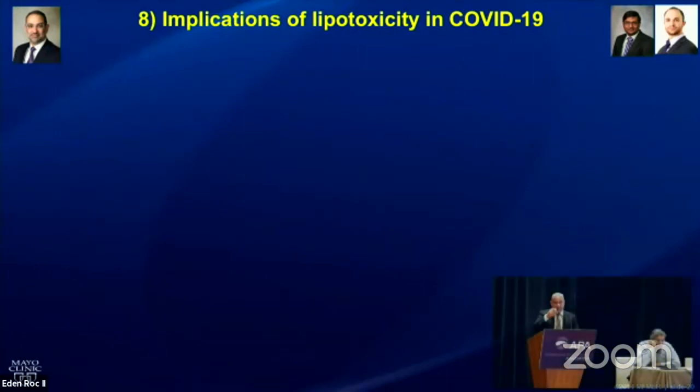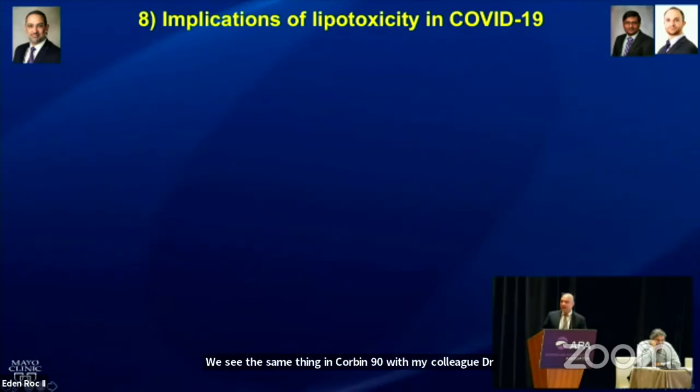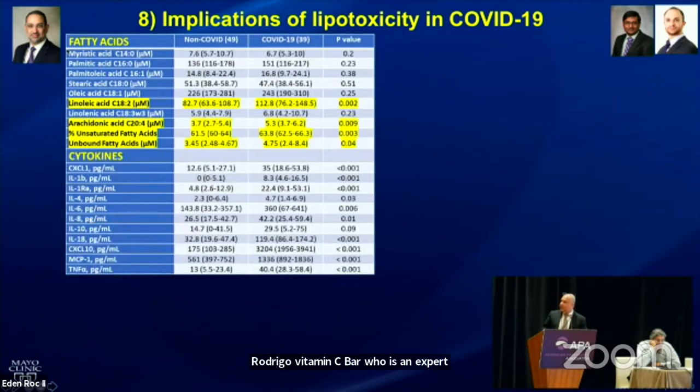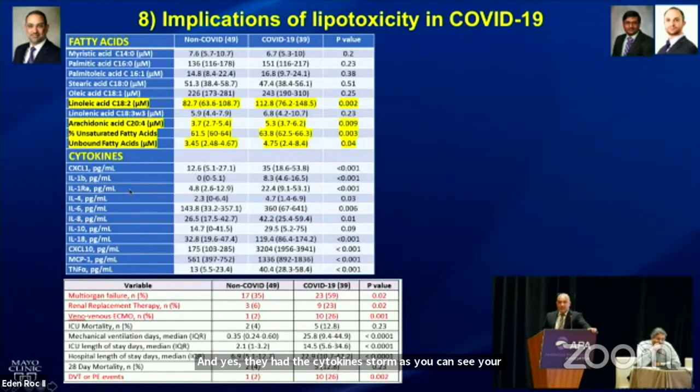We see the same thing in COVID-19. So with my colleague, Dr. Rodrigo Gardenciba, who is an expert in critical care, when we took COVID-19 patients admitted to the ICU and compared them to non-COVID patients who were admitted to the ICU, the only fatty acid that was statistically increased was linoleic acid in the COVID-19 group, and its metabolite, arachidonic acid. And yes, they had the cytokine storm, as you can see over here, compared to the non-COVID group. Yes, these patients had more organ failure. Yes, they required ECMO more. Yes, they had more thrombosis events that we see.